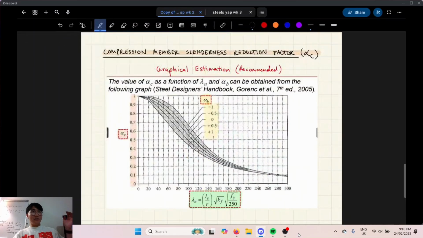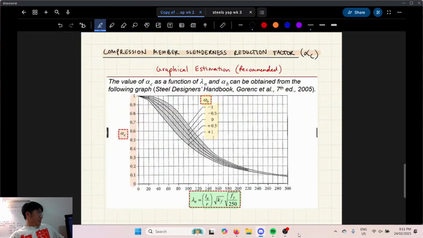It's a really, really long table in the standards, and it's summarized by this graph, so you might as well just use the graph. Alpha B depends on whether your KF is 1, KF is less than 1, or if it was hot rolled or heavily welded. That just changes which line we're looking at, so you go up and down depending on what alpha B was.